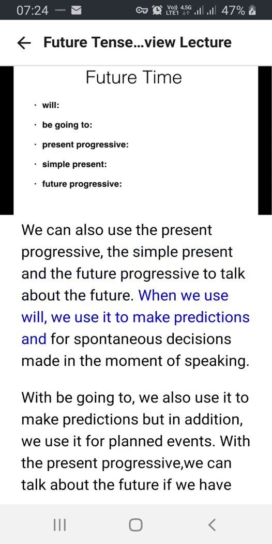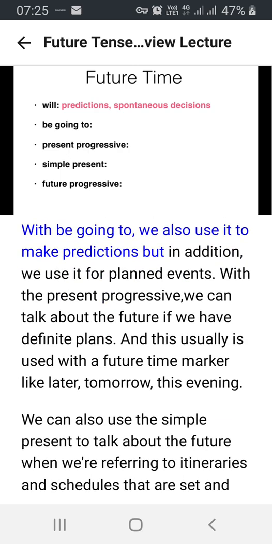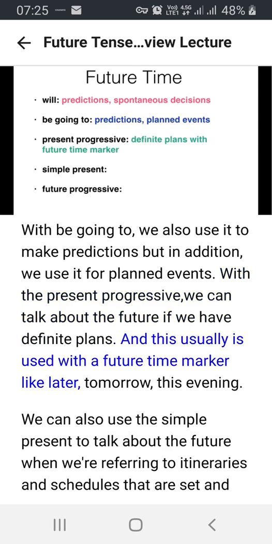When we use will, we use it to make predictions and for spontaneous decisions made in the moment of speaking. With be going to, we also use it to make predictions, but in addition, we use it for planned events. With the present progressive, we can talk about the future if we have definite plans, and this usually is used with a future time marker, like later, tomorrow, this evening.